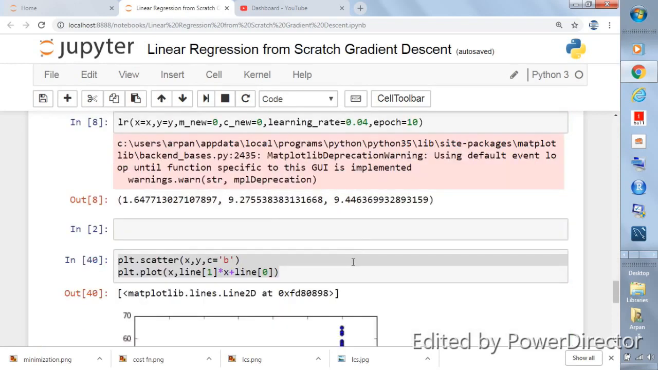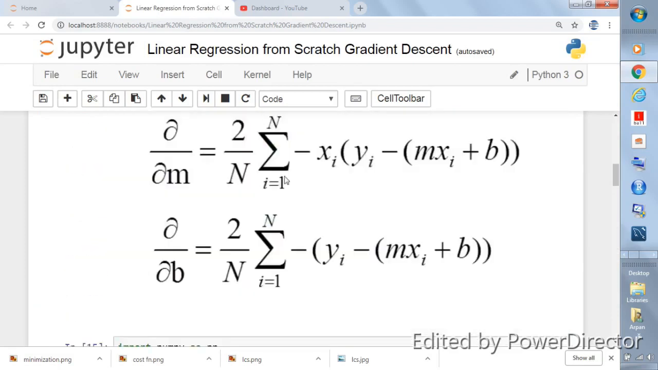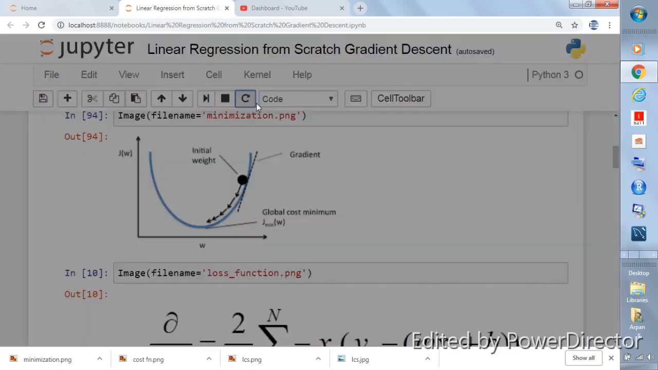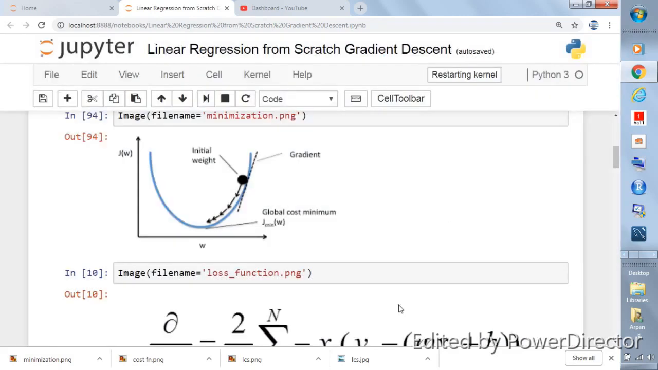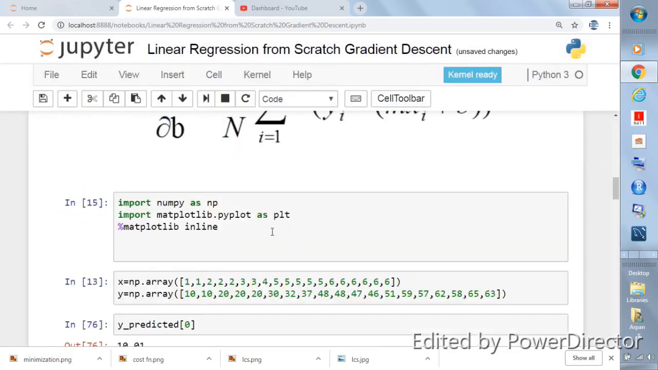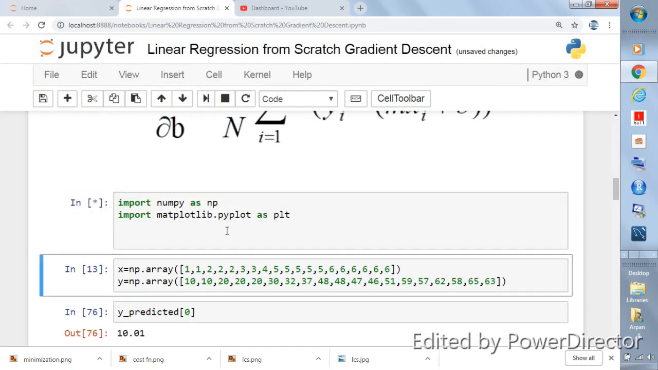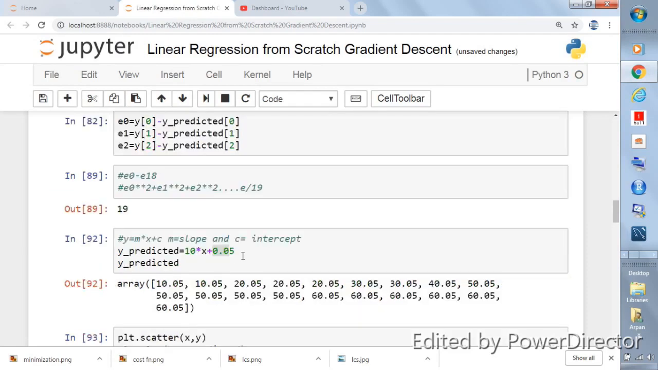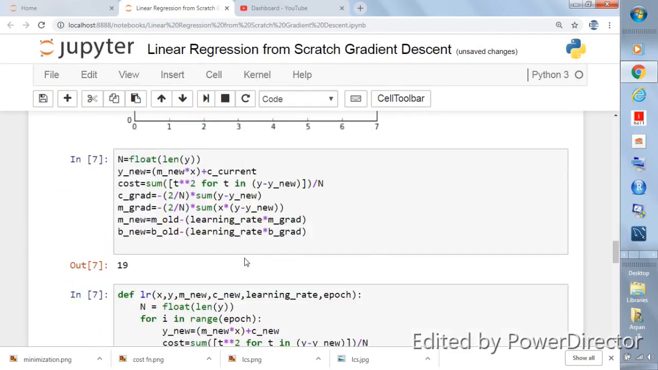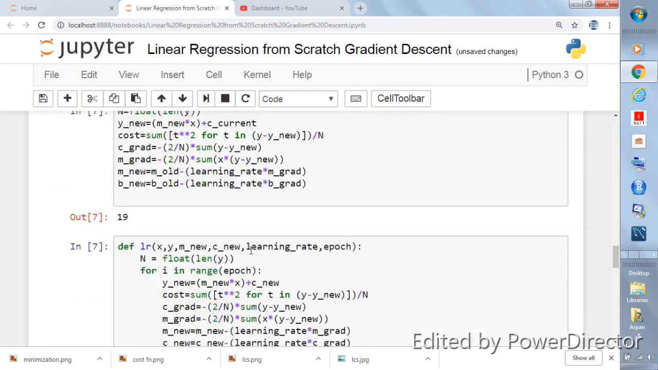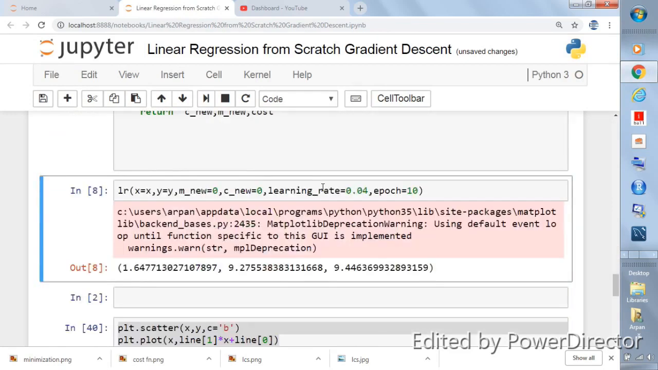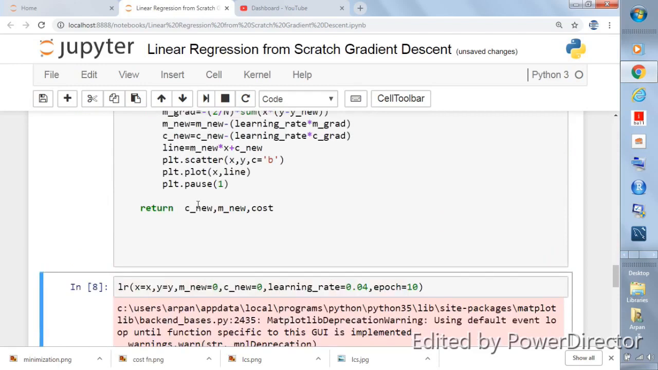So I will show you how it looks. I will restart it because I have somewhere written inline. So let's start from here. I will remove this because I want to show you the dynamic visualization in real time, how this gradient descent is working. So let's take x and y, and we know x, y, and just run this function. What it is returning is m, c, and cost.